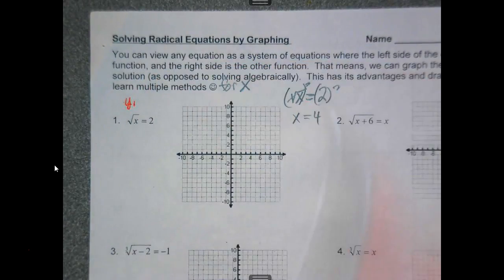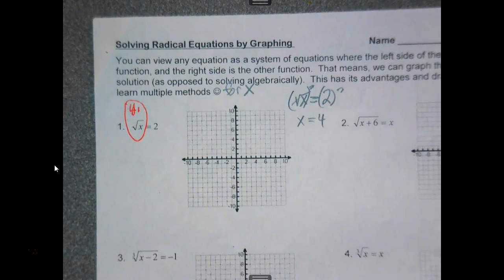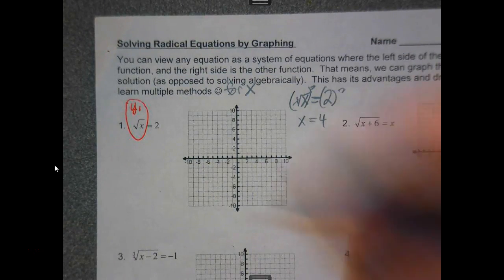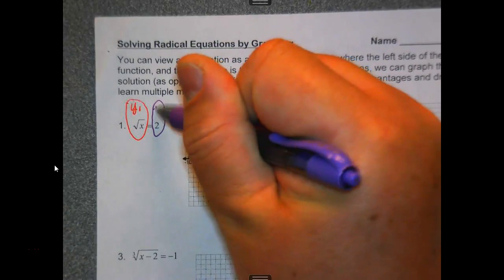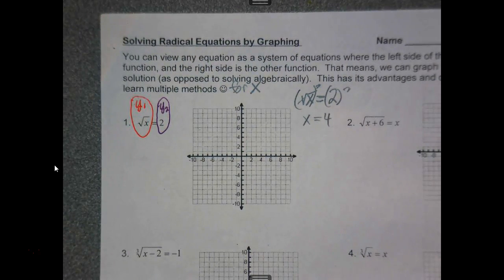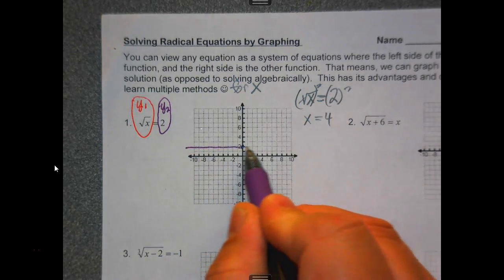I'm going to call this function y1. This is the first function. Okay, and then this is our second function, y sub 2 or y2 equals 2. I'm going to graph y equals 2 because that's easy. What's the graph of y equals 2? Straight across at the point 2. So here's y equals 2, a horizontal line at y equals 2.